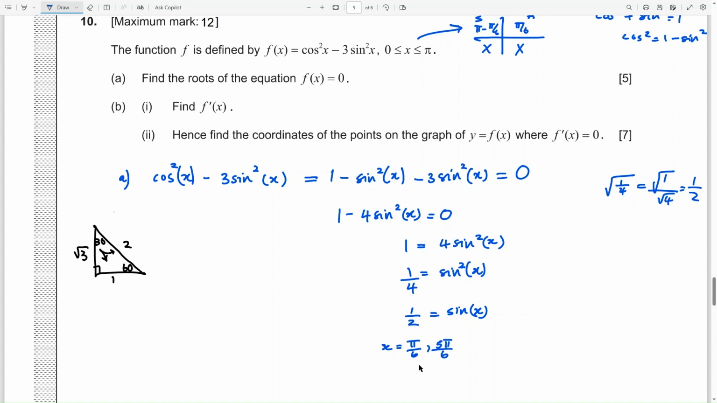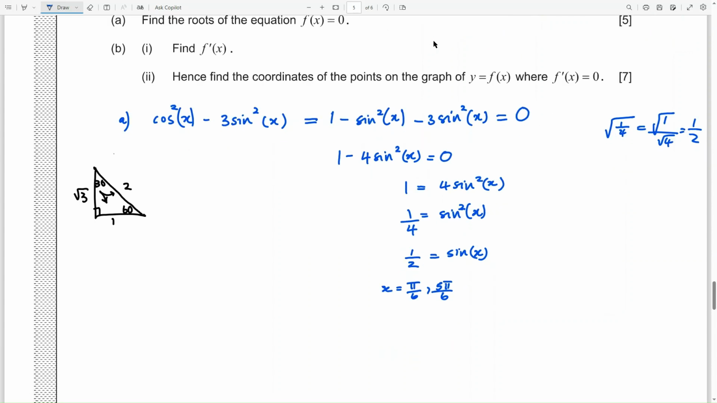Those are the two values that we're considering as roots for part A because of the domain that you've been asked to use. Right. I'm just saying we could have also used 7 pi over 6 and I think 11 pi over 6 if the domain was stopping at 2 pi.